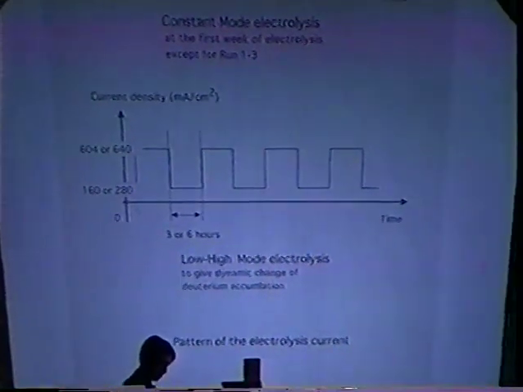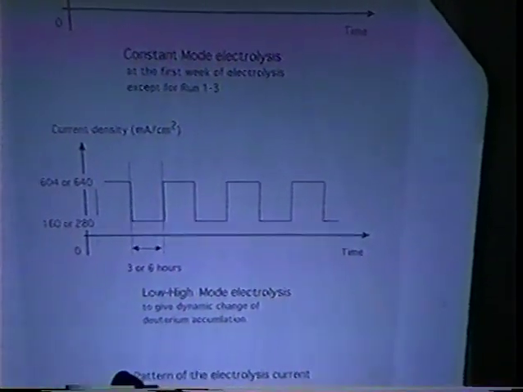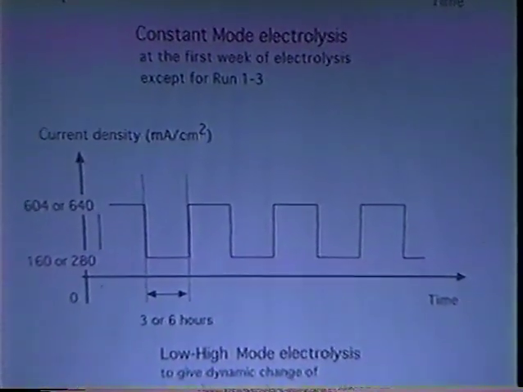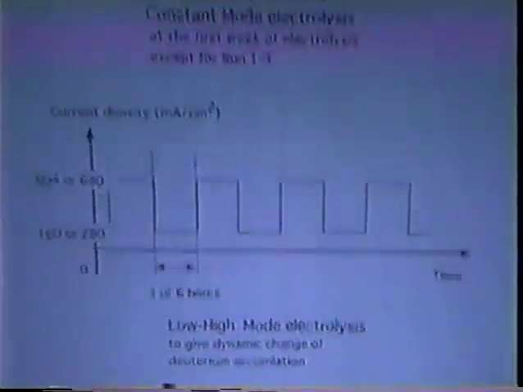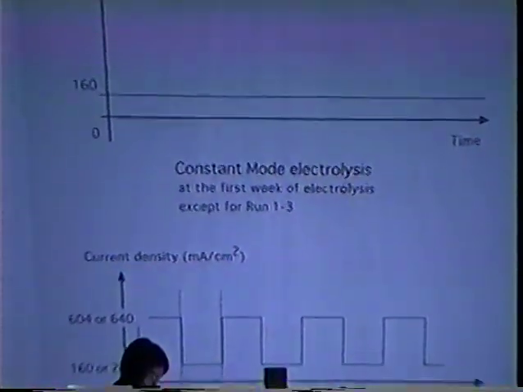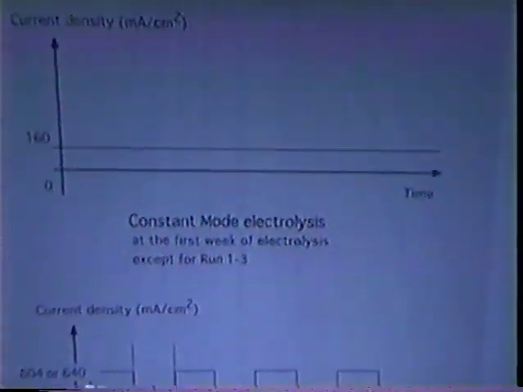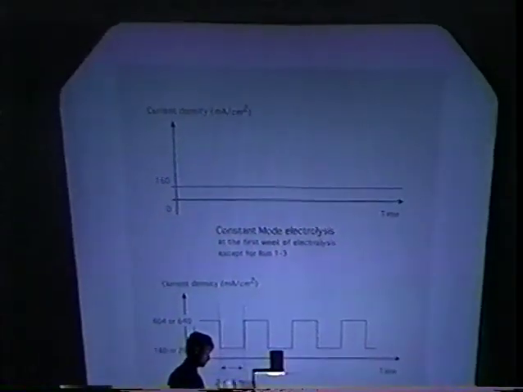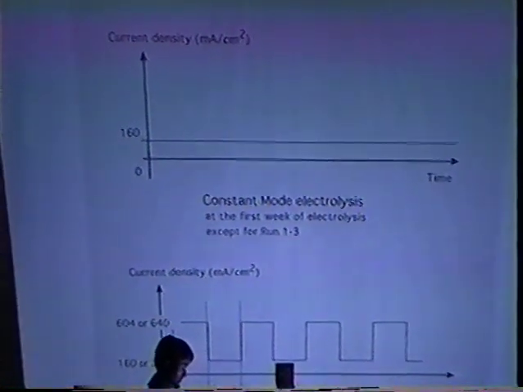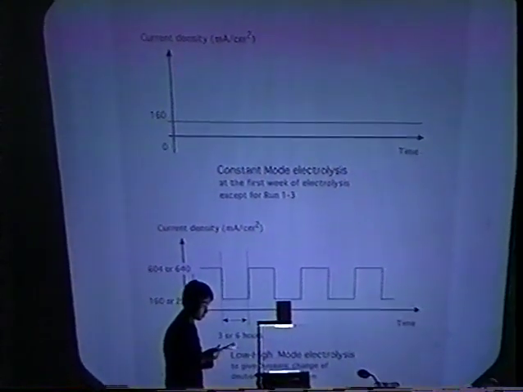In most of the experiments, the electrolysis current density was changed periodically from low to high every 3 or 6 hours, called low-high mode, in order to give a dynamic change of deuterium accumulation in palladium metal. But for a week at the beginning of electrolysis, the electrolysis current density was kept constant at 160 milliampere per square centimeter, called constant mode, in order to keep the palladium cathode from cracking, except for rounds 1 to 3. The electrolyte was 0.2 mole LiOD heavy water solution. Palladium cathodes used in experiments were pre-processed by various treatments, for example, cold rolling, annealing, and so on.